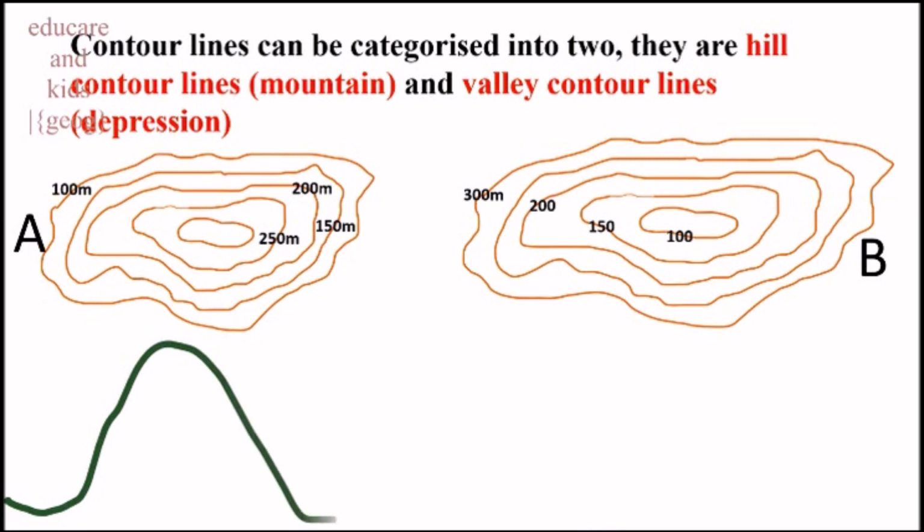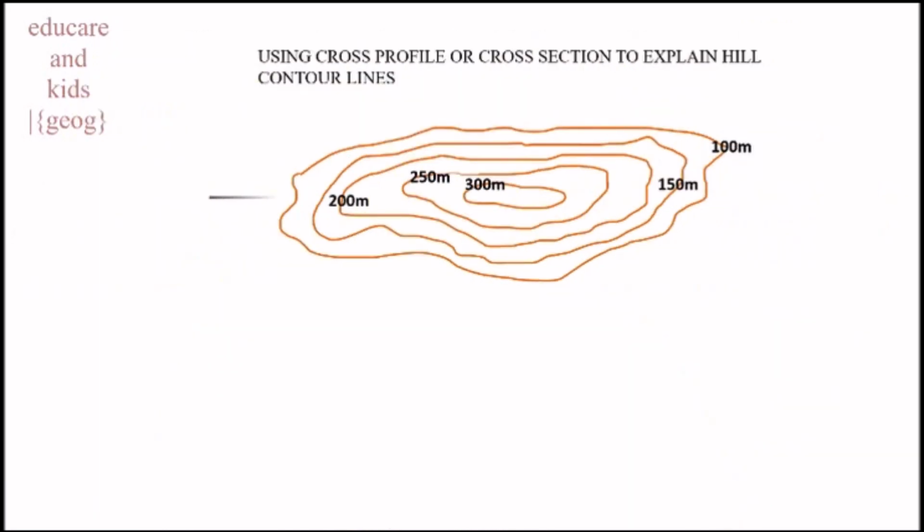So as you can see, A is representing a mountain and B is representing a valley. Now, cross profile or cross section is a formula that is used to explain whether a contour line is representing a mountain or a valley. So let's look at how the cross profile is done.